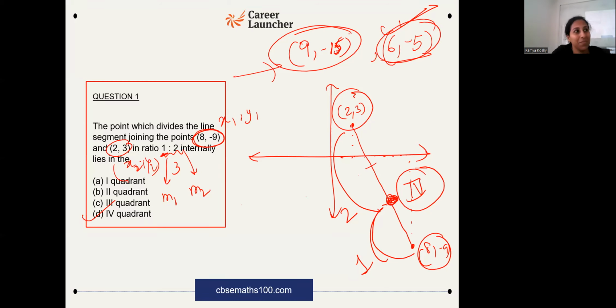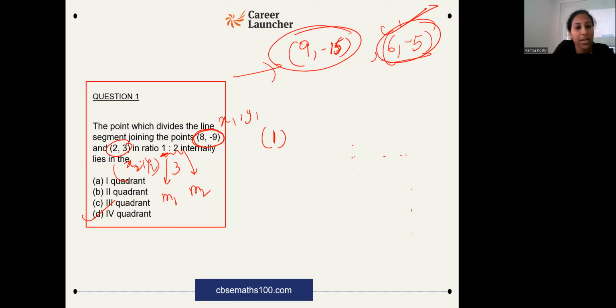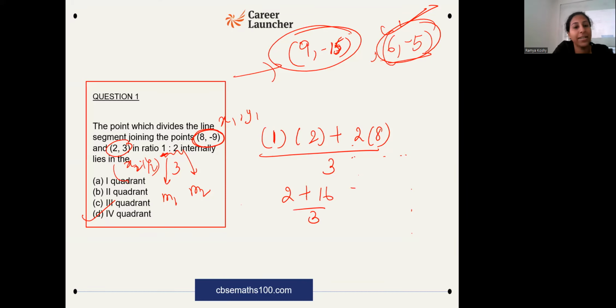Can I try the answer for that question? You want me to show you using section formula? Okay. There's a doubt here, guys, and I just want to make this point clear. When you're using section formula, stick to the order which is mentioned. So when you're doing this, you will do m1 x2, which is 1 into 2, plus m2 x1, 2 into 8, divided by m1 plus m2, 3. So you're going to get 2 plus 16 divided by 3, which is 18 by 3 or 6. That will be the x coordinate.